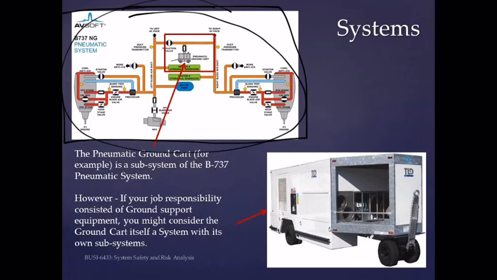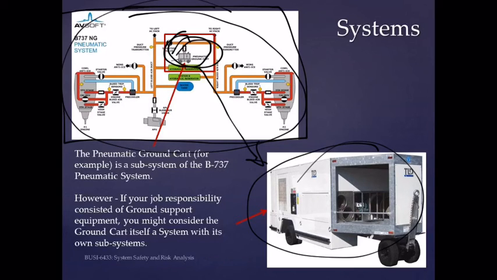If your responsibility lies with ground support equipment, the ground cart itself, which is also a subsystem within the pneumatic system, the ground cart itself may in fact be your system to be analyzed with subsystems underneath it. Whatever the case, your system needs to be precisely defined and limited. That's the crucial part. It must be limited in order to ensure the system safety objectives are met without allowing the safety analysis to get overly cumbersome.